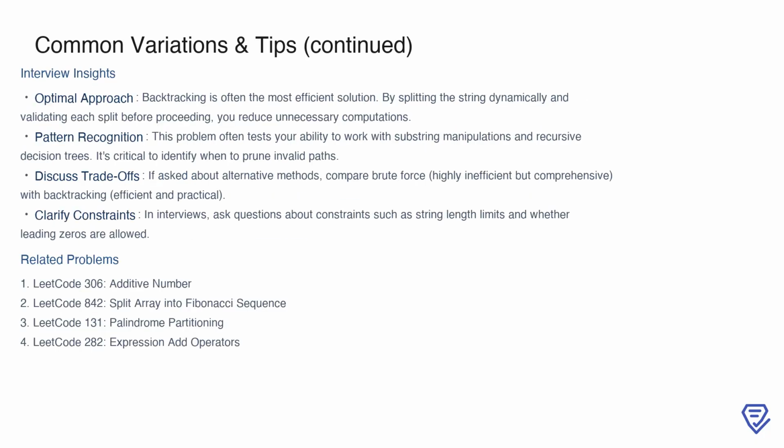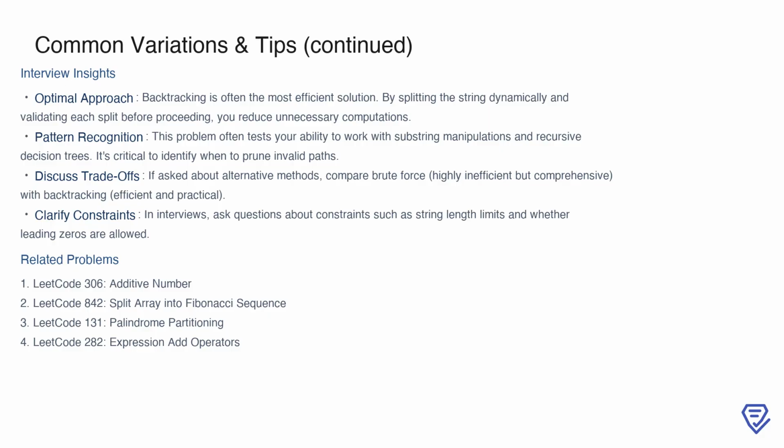From an interview perspective, this problem is often a test of your ability to implement backtracking efficiently. Backtracking is considered the optimal approach here because it enables you to dynamically split the string and validate each candidate before proceeding. This minimizes unnecessary computations by pruning invalid paths early. Beyond implementation, this problem also evaluates your pattern recognition skills. You'll need to work with substrings and recursive decision trees while identifying when to stop exploring certain paths.